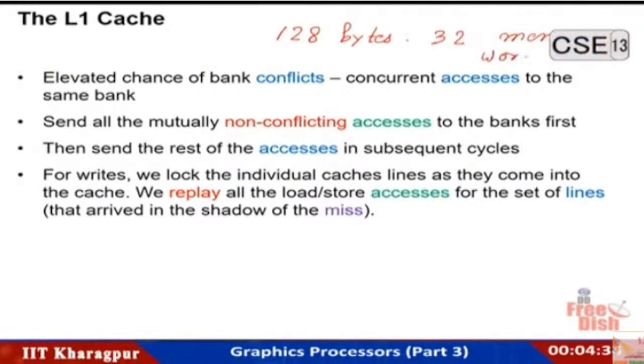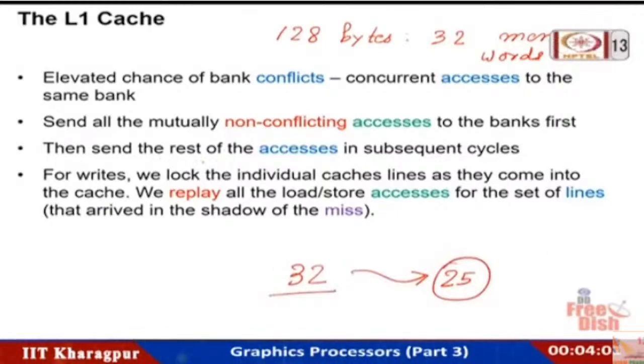So clearly, if we are accessing multiple banks, there is a chance of bank conflicts, in the sense that a single bank may contain 2 of these words. So if you have concurrent accesses to the same bank, that's a problem. What we can do is have a dedicated piece of hardware that will send all the mutually non-conflicting accesses to the banks first. So out of, let's say, 32 accesses, we might find 25 that are mutually non-conflicting. We send them first. The rest of the accesses are sent to the banks in subsequent cycles. So they're gradually drained off.